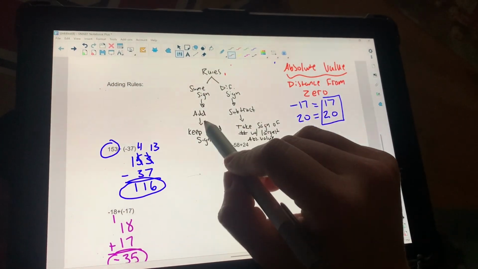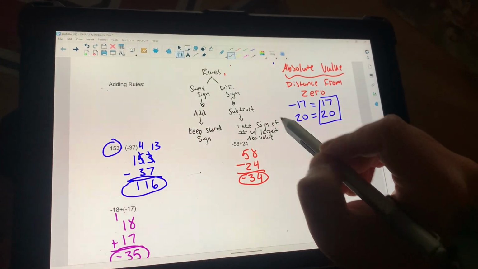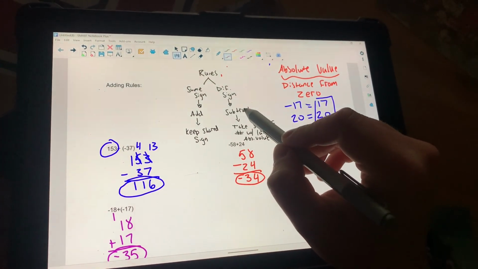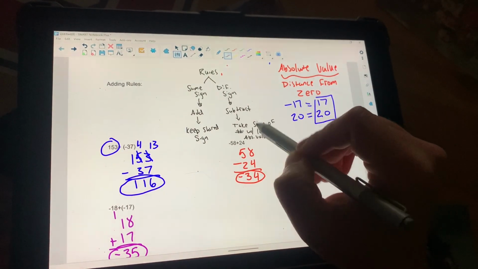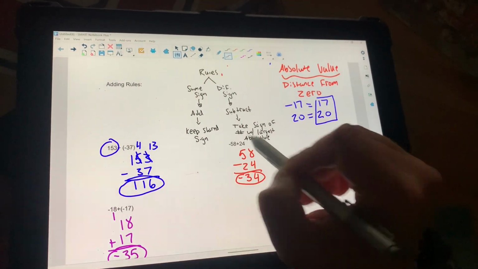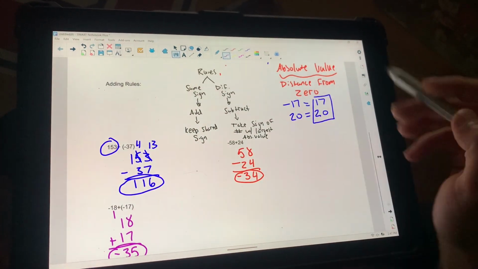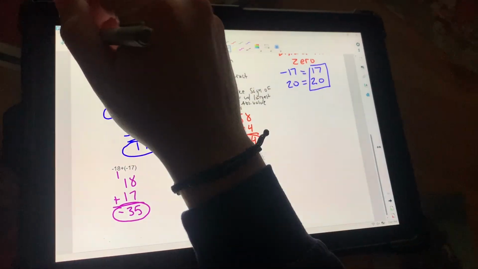So that is our rules for addition, okay? So same sign, add, keep the shared sign. Different signs, subtract, take the sign of the number with the largest absolute value. So this different sign is like the first two we did. Same sign is like the last one that we did.